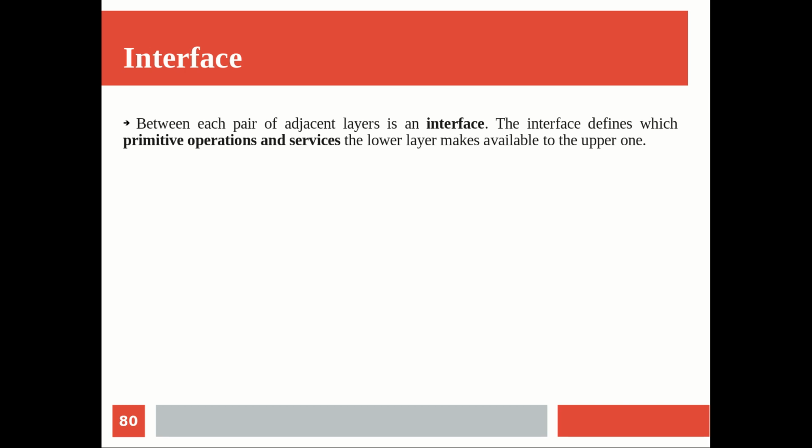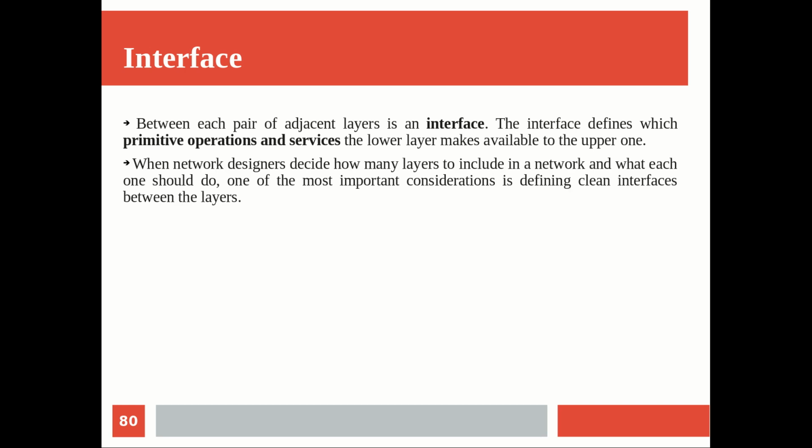So between each pair of adjacent layers we have this interface. The interface defines which primitive operations and services the lower layer makes available to the upper one. By looking at the interface, the upper layer will understand what primitive operations or services the lower layer is ready to provide to it, and the implementation it doesn't know. That is how it provides abstraction, right?